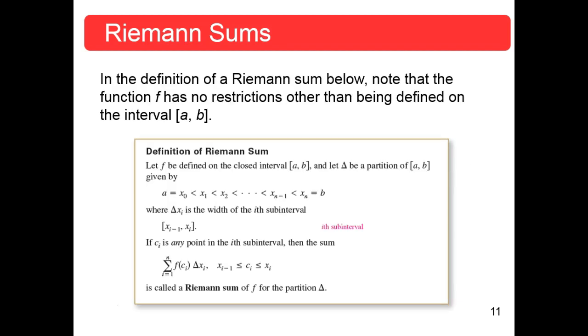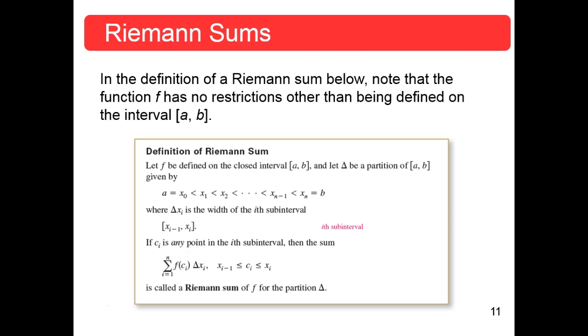So here's our Riemann sum. Definition of Riemann sum below. Note that the function f has no restrictions other than being defined on the interval. It doesn't have to be continuous. It doesn't have to be positive. It just needs to be defined. So, let f be defined on some closed interval a to b.